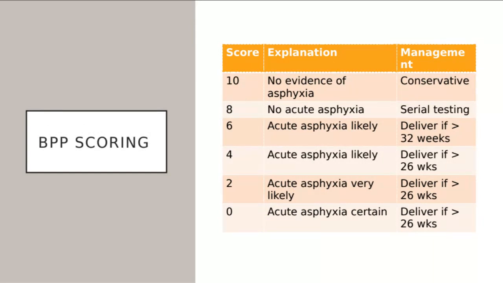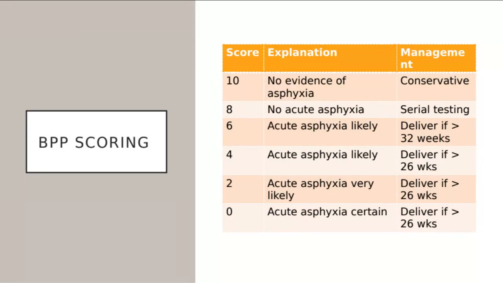If we missed one of the parameters, we're going to say, there's no acute asphyxia going on. So there could be intermittent asphyxia where that baby is struggling to breathe, but we didn't pick it up on this evaluation. So we're going to have this mom come back for serial testing. So she's probably going to have a BPP done about twice a week.